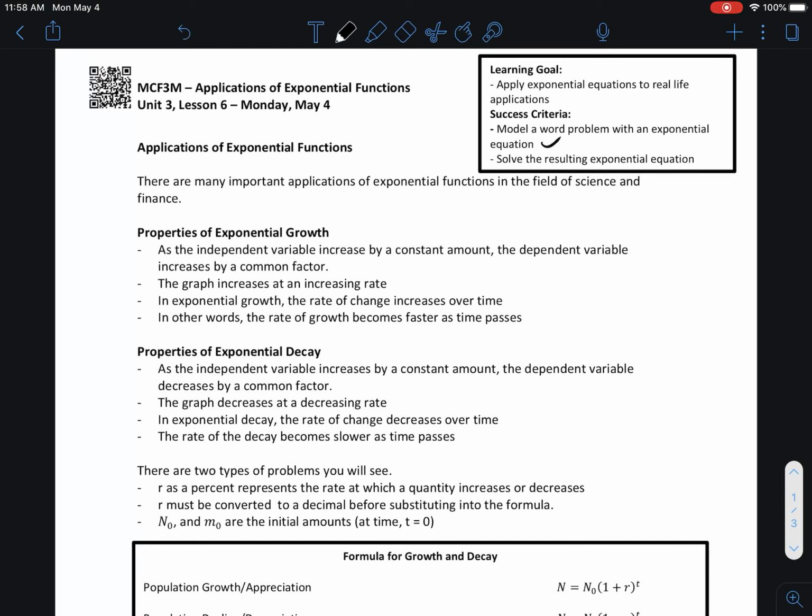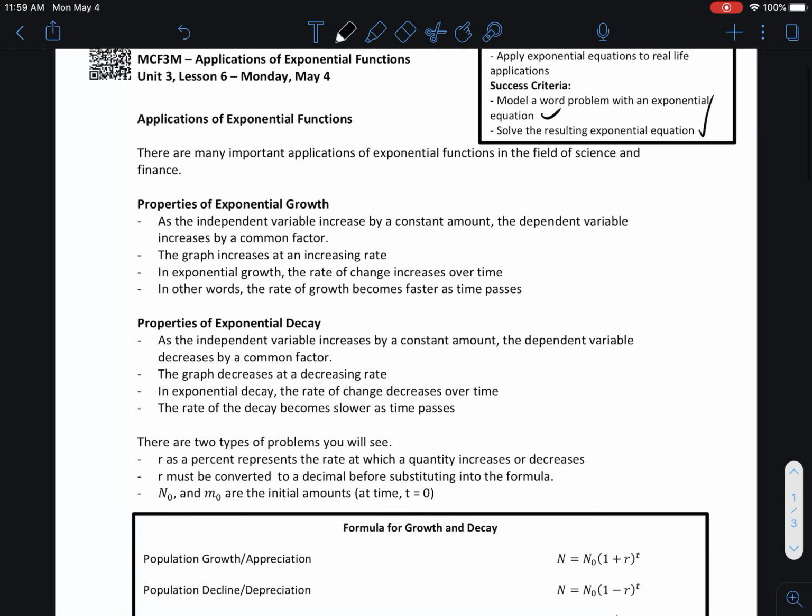Some of the success criteria around that are being able to model word problems with an exponential equation, right? Just like with quadratics, we had to come up with two binomial pieces that represented two different things in a question. Then we multiplied them together and created a trinomial that we could either factor or complete the square on in order to answer the question, right? And then being able to solve the resulting exponential equation, which I showed you how to do for some of these, okay? There's a lot of text here, okay?